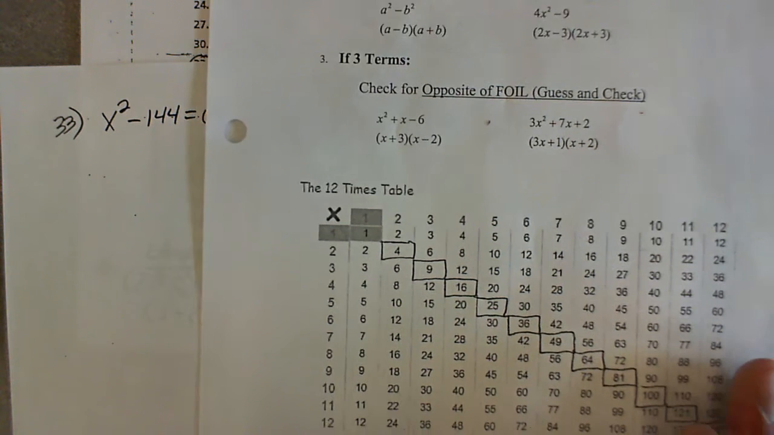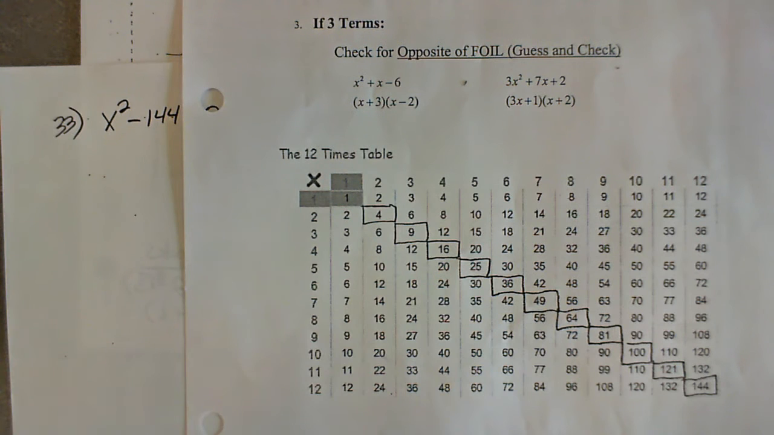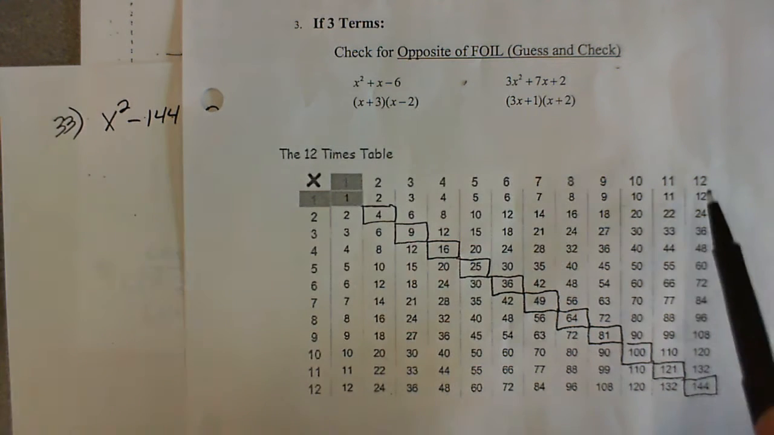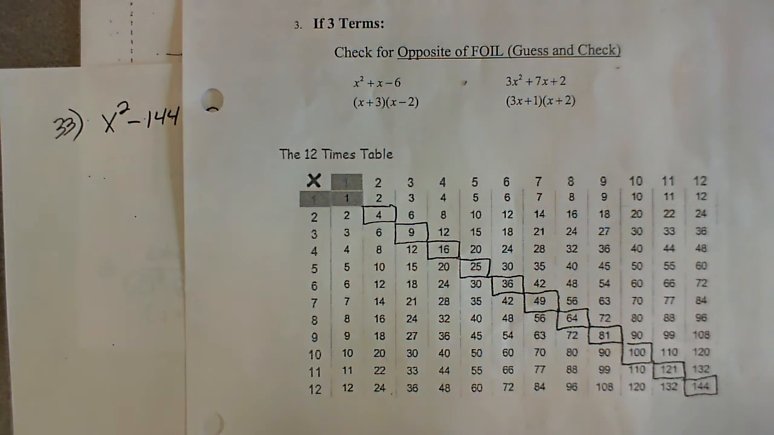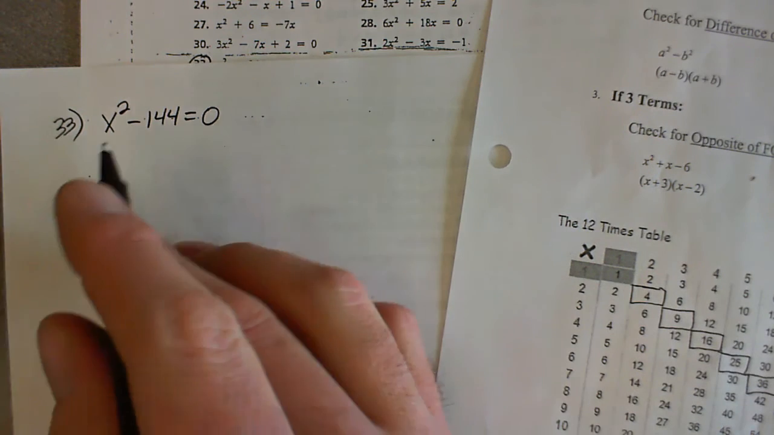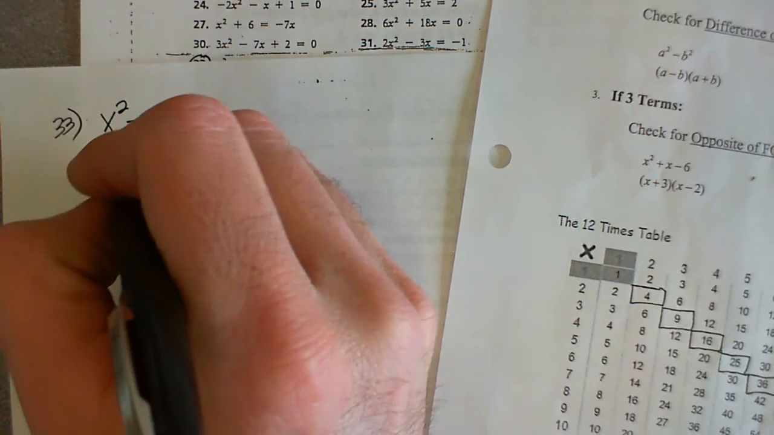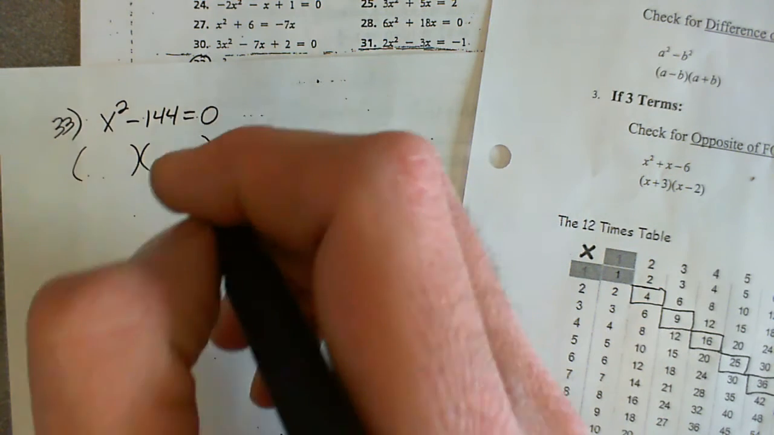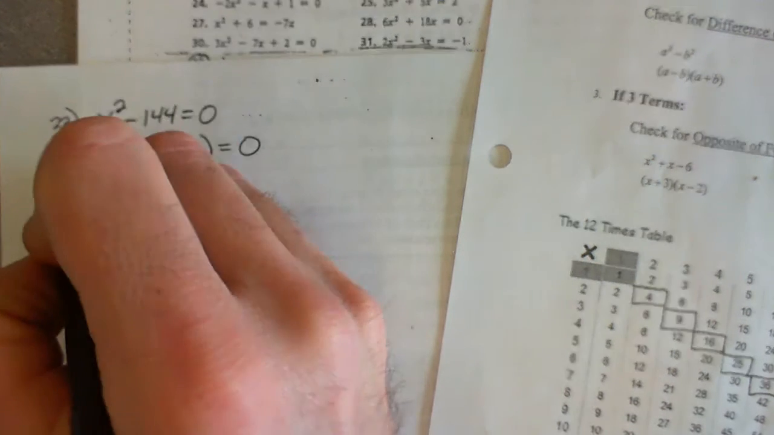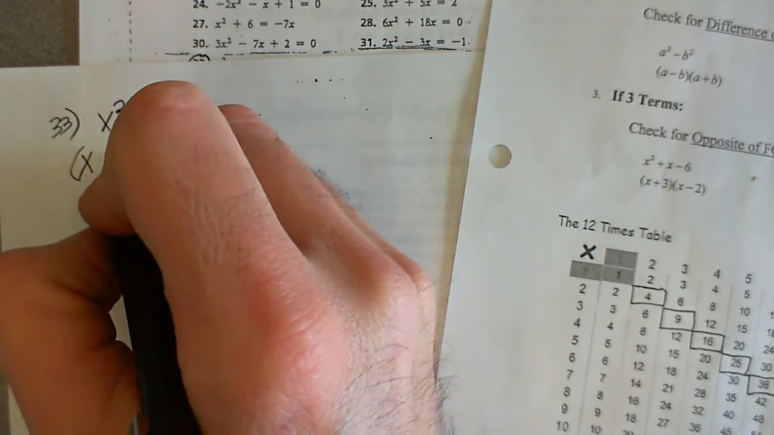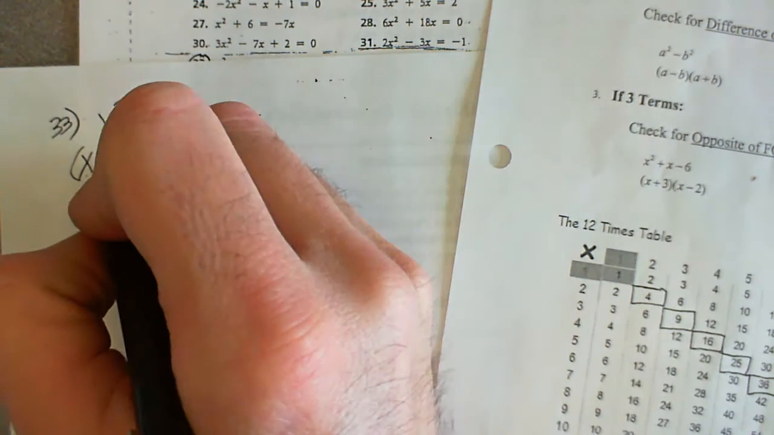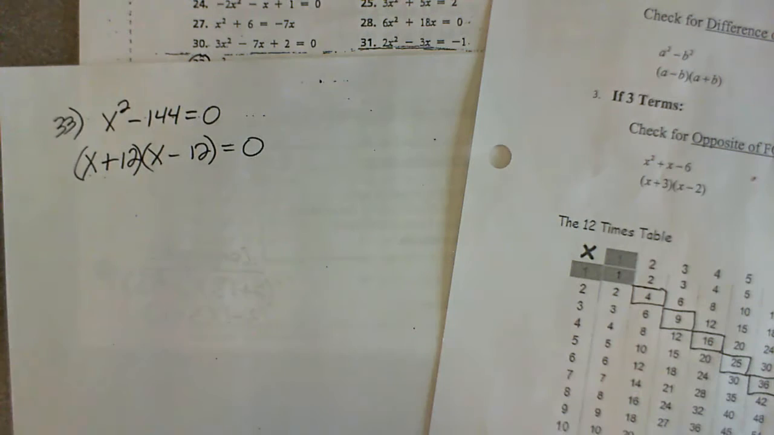What times itself gets you 144? Well, looking on our sheet here, is 144 on our sheet? It sure is. It's right here. It's 12 times 12. Okay. So this is a difference of squares, so remember, these are going to be conjugates. Take the square root of x squared, that's your first term. Take the square root of 144, that's your last term. Then 1 positive, 1 negative.